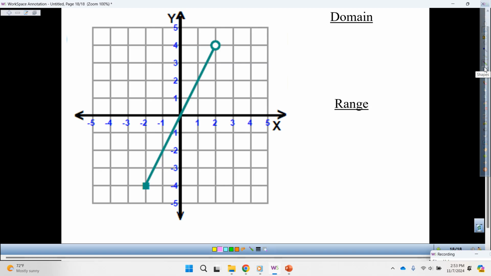Here we go. Question: between what x values is the domain? Talk to your neighbor. Between what x values is the domain of that function?